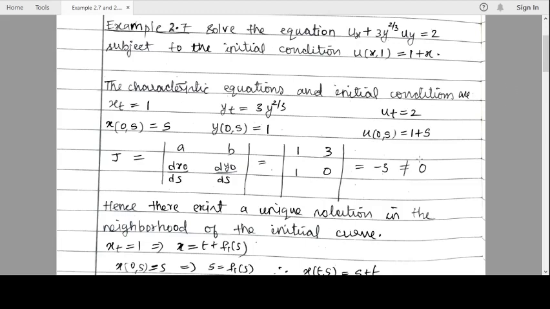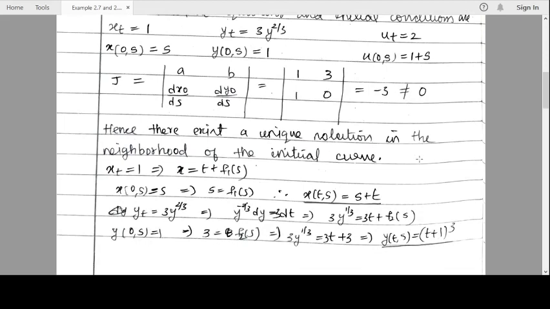Now we will find the characteristic curves. For that we will solve the characteristic equations. So the first equation is x_t equal to 1. So that is dx/dt equal to 1. So when we integrate, we will get x equal to t plus f1(s). Now apply the initial condition: x(0,s) is equal to s. So when t equal to 0, you will get f1(s) is equal to s. So we are getting x is equal to s plus t.